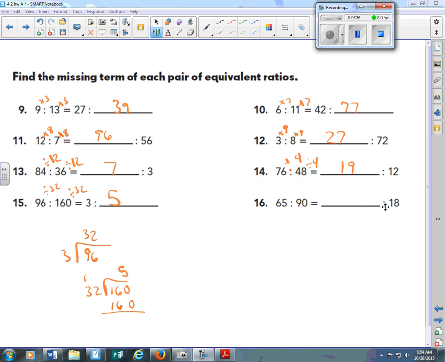90 divided by what equals 18? Well, it's going to be 5. So we divided by 9, or divided by 5. Divide this by 5. We get 13.